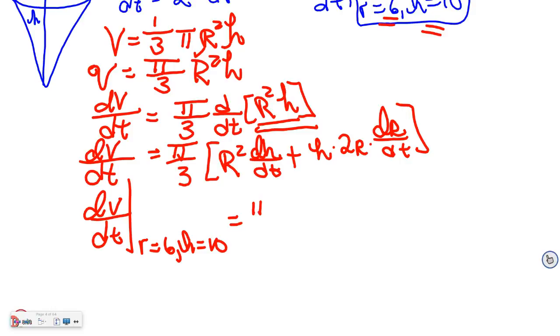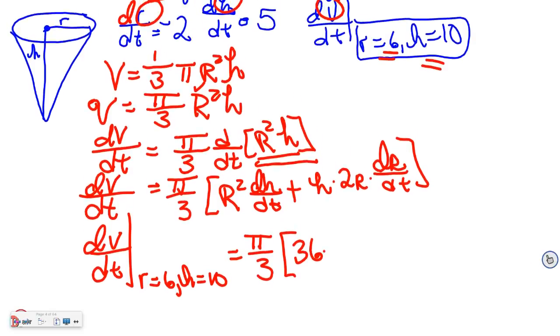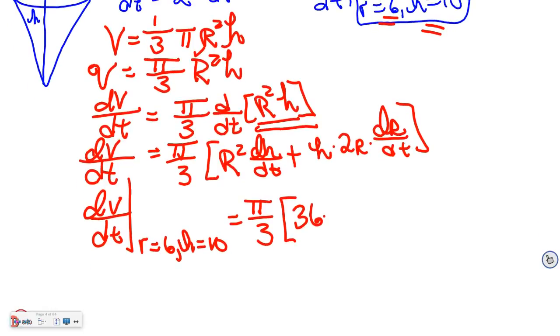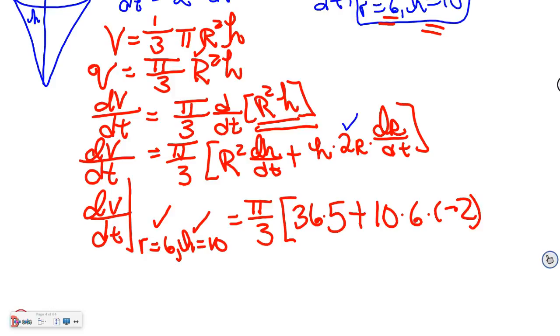The pi over 3 will stay out front. In my beefy brackets, I will have r squared. R is 6, so that'll be a 36. I'll have dh/dt, which I forgot. What's dh/dt? 5. Then I'm going to have plus the height. At the time I'm taking that screenshot, the height will be 10. The radius will be 6. And dr/dt was a negative 2. And I had the 2 out front, which I'm going to sneak in right here. All right, so I'm just going to clean this up, and that'll be my answer.